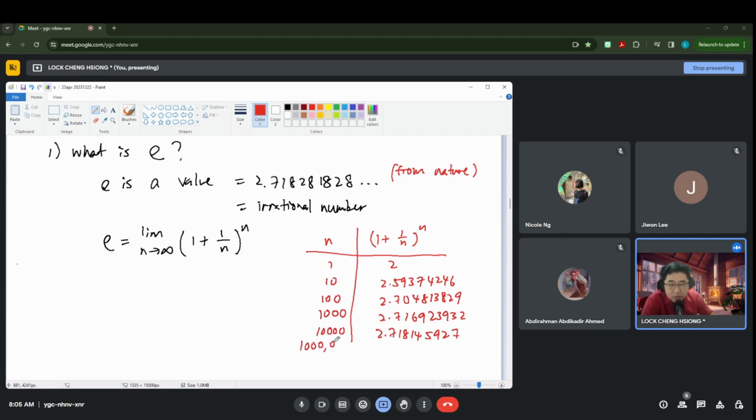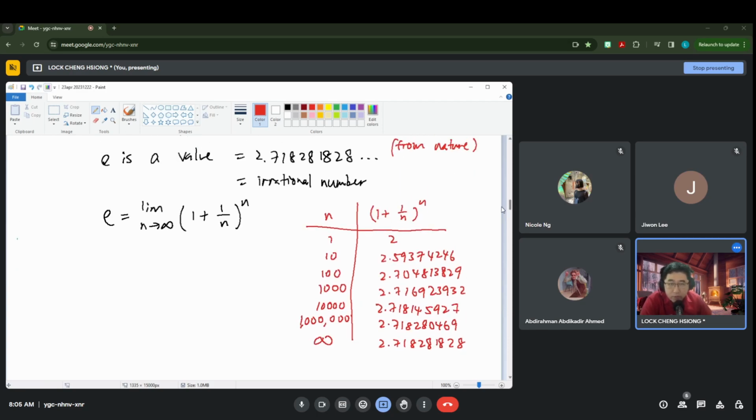Let's go more. 1 with 6 zeros at the back. Calculate. I have 2.718280469. So when we go to infinity, it will be 2.718281828. It stopped changing already. Therefore it is defined in this way.